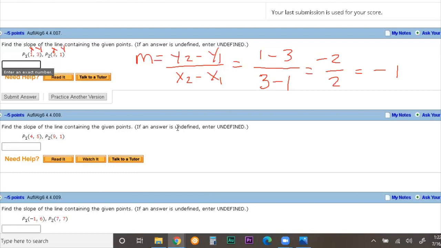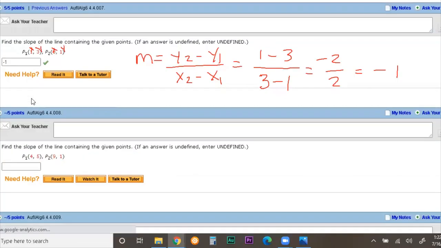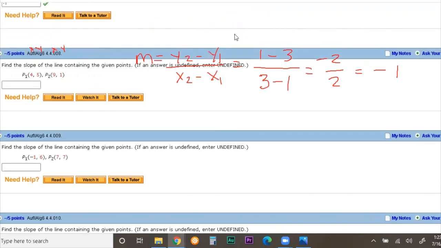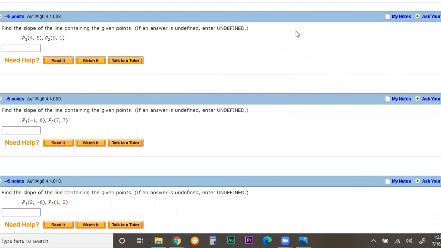And I'm just going to put in negative 1, hit submit, and that's the answer. So that is what you do when you have to find the slope and you are given 2 points. So let me erase this, and let's look at a different scenario.